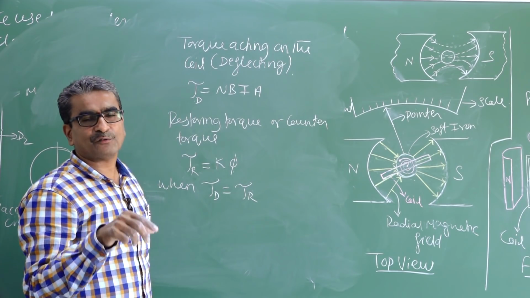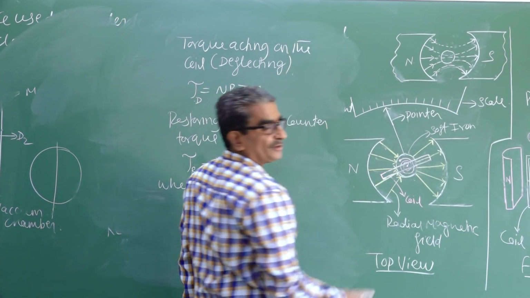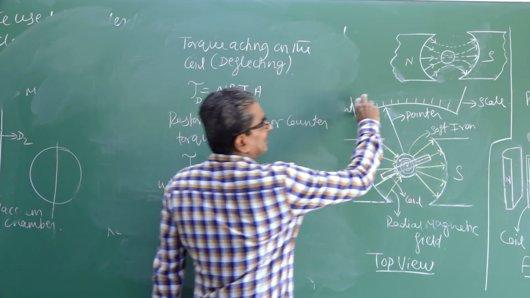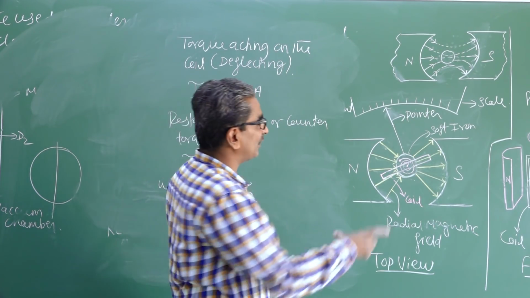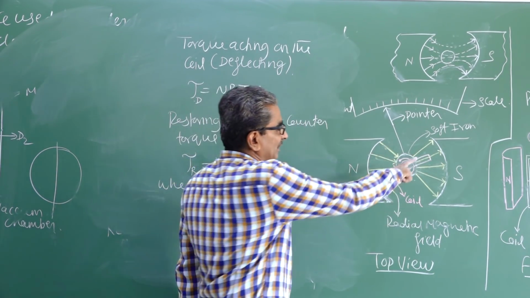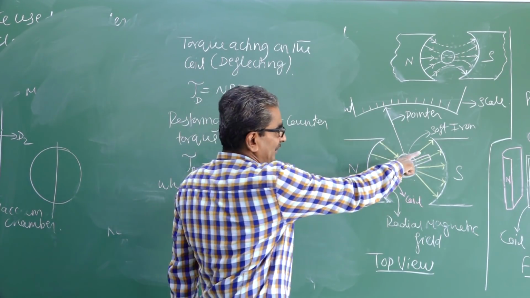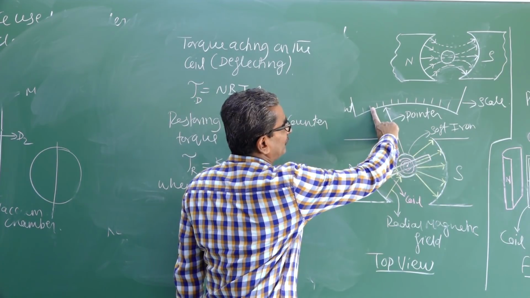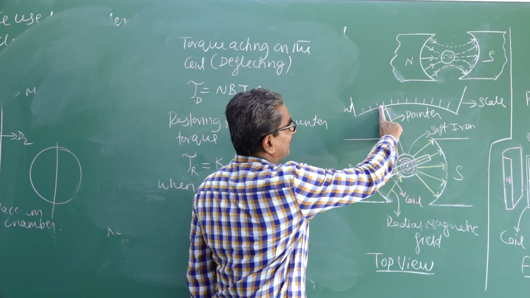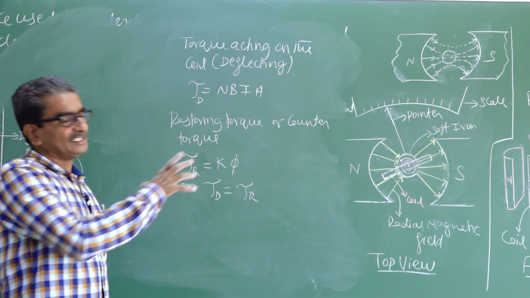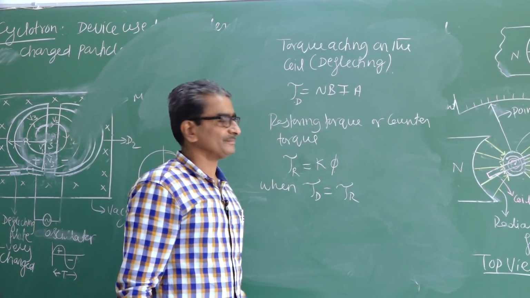That means angular deflection of the coil can be expressed in terms of current, because this is a calibrated scale which shows the current corresponding to angular deflection of the coil. Suppose if the coil deflects 1 degree, then the pointer may move 1 division. If the coil deflects by 2 degree, then the pointer may move 2 division. If the coil moves by about 3 degree, then the pointer may show 3 division. So this scale is calibrated to convert angular deflection into electric current.